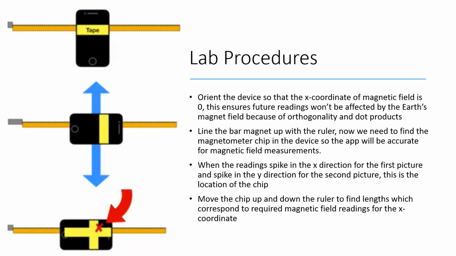So the procedures for this lab. We would orient the device so that the x-coordinate of the magnetic field is equal to 0, and this ensures that the readings wouldn't be affected by the Earth's magnetic field because of our orthogonality and dot product principle. Lining up the bar magnet with the ruler, we then needed to find where the magnetometer chip was in the device, so this would be accurate for our magnetic field measurements. When the reading spiked in the x direction in the first picture or in the y direction in the second picture, we were able to put tape on our device to locate that chip. And then we moved that chip up or down the ruler to find lengths which correspond to the required magnetic field readings for that x coordinate.